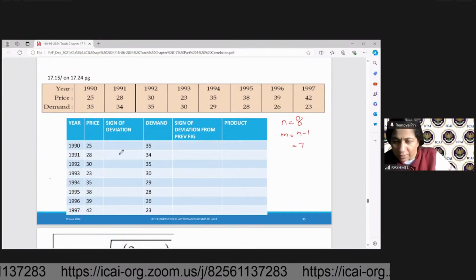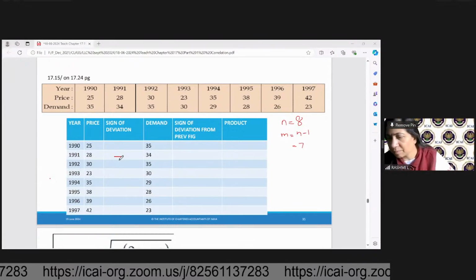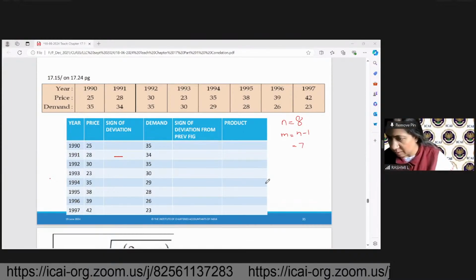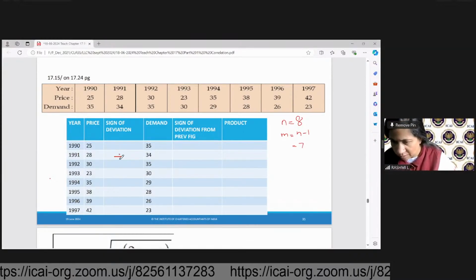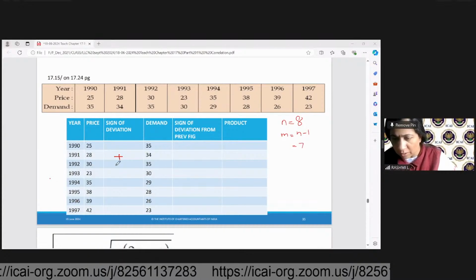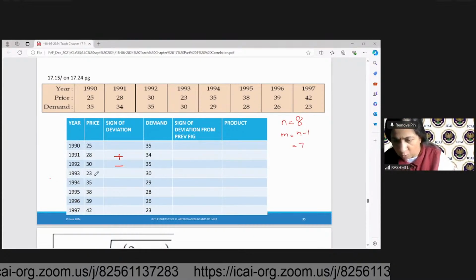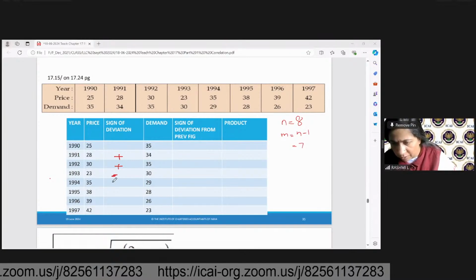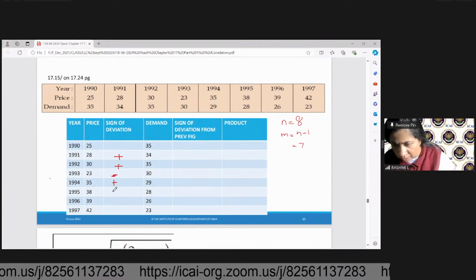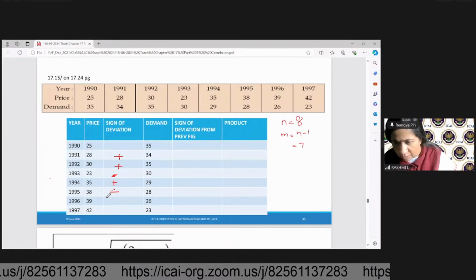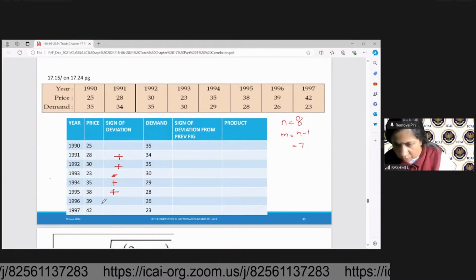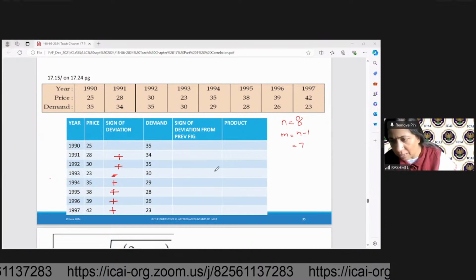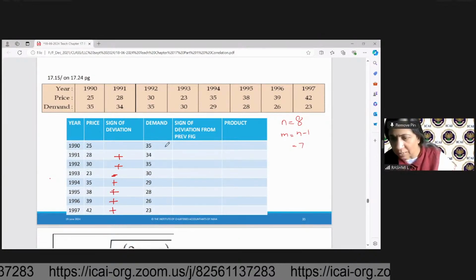25 to 28, there is a positive. Positive. 28 to 30, positive. 30 to 23, negative. 23 to 35, positive. 35 to 38, positive. 38 to 39, positive. 39 to 42, positive. So what has happened to the price? Price has increased. Now let us see for the demand.